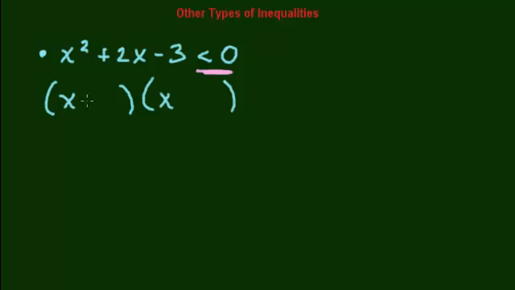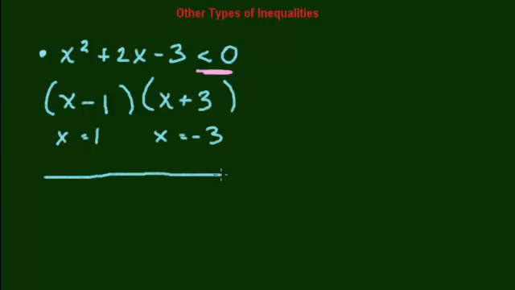So in factoring this thing, I'll have a minus 1 and a plus 3, I believe. Let me check that. X squared plus 3x minus 1 is a plus 2x and a minus 3. Good deal. So x equals 1 and x equals negative 3 are the boundaries. That's where it actually equals 0.